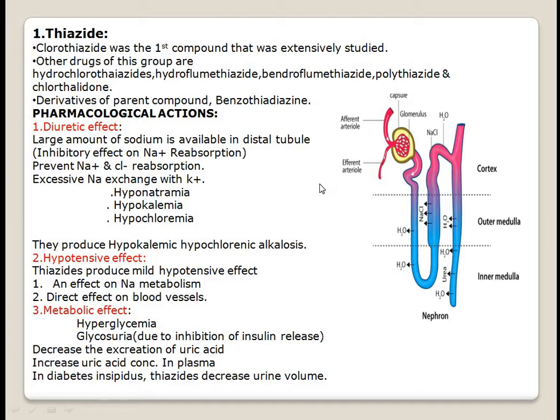So in this condition it leads to hyponatremia, hypo means low, natremia means sodium; hypokalemia means low potassium; hypochloremia means low chlorine. So all decrease, and that's why they produce hypokalemic, hypochloremic alkalosis. Alkalosis means alkaline. So this will happen at the DT. These thiazides show their pharmacological effect, the diuretic effect, at the DT.